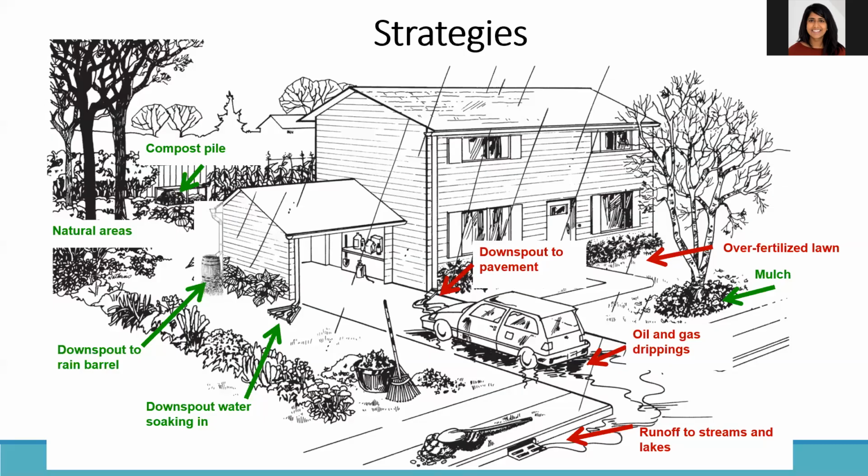I'm just going to go through and show you this picture where a lot of these different strategies are sort of placed together. So the compost pile, you can see this added rain barrel here, and having your downspouts soaking in, not just going on the lawn, or going on the driveway compared to this one right here, right? So we want to do things on our properties that will help manage water and prevent pollution.